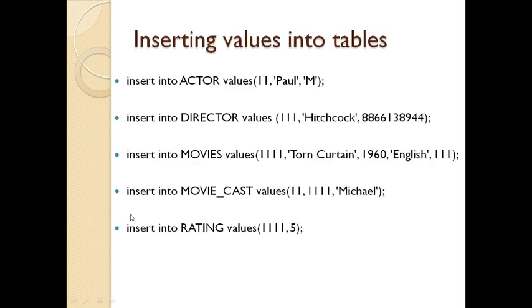Now insert the values into each table using the insert into command. This is the syntax where you can see actor has actor ID, the name of the actor, and the gender. Gender is character type, so you have to specify it within quotes, and the name of the actor is also within quotes. Similarly, director has director ID, director name and phone number. And movies has movie ID, title of the movie, then year, language and the director ID.